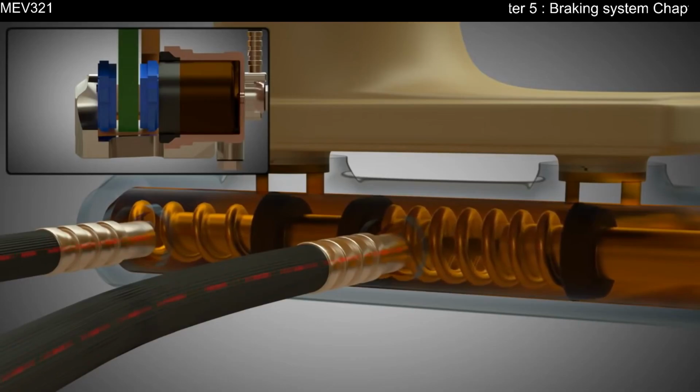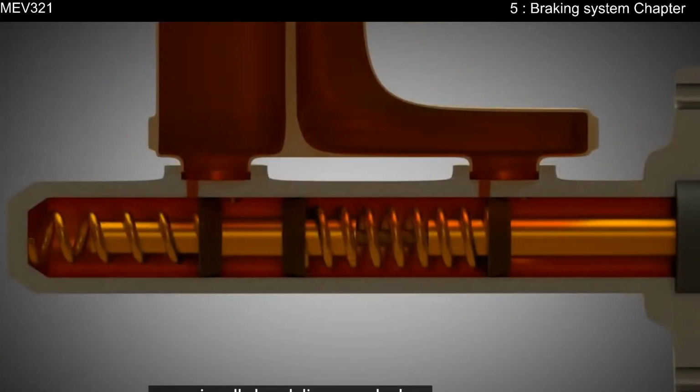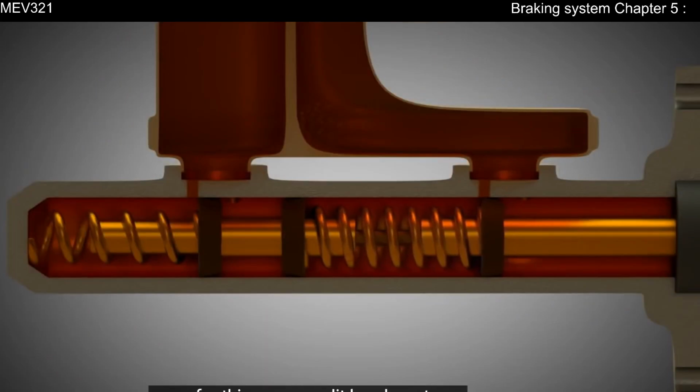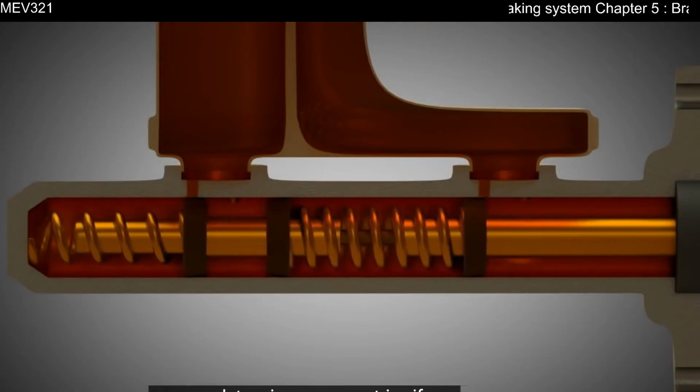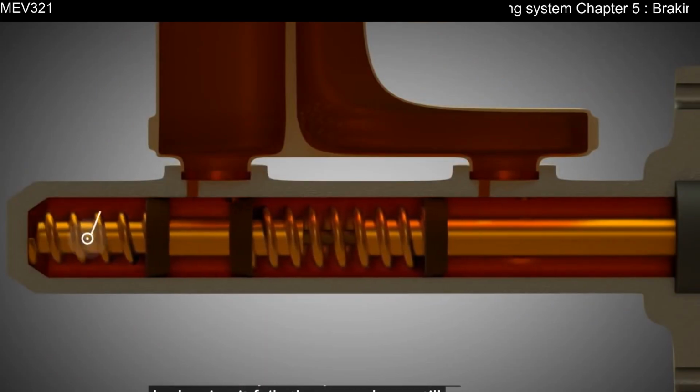Occasionally, brake lines can leak or snap. For this reason, split brake systems are mandatory in many countries. If one brake circuit fails, the second one still works.